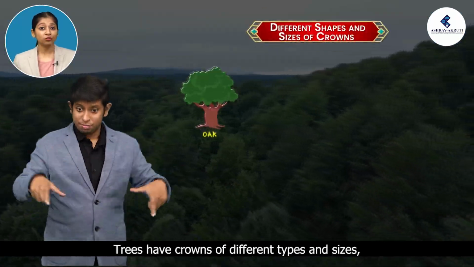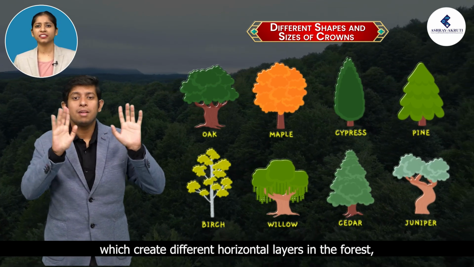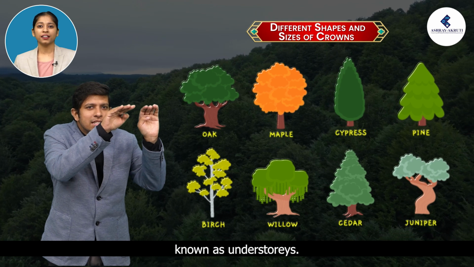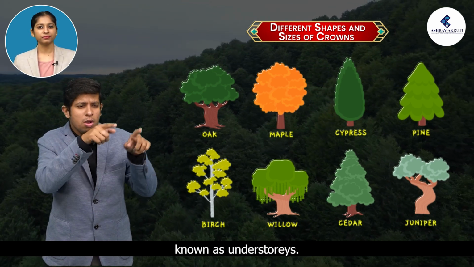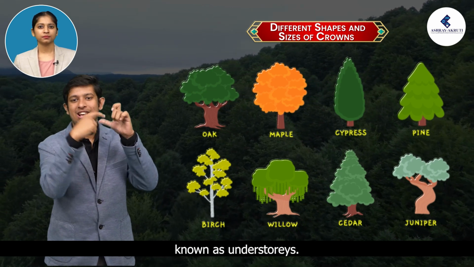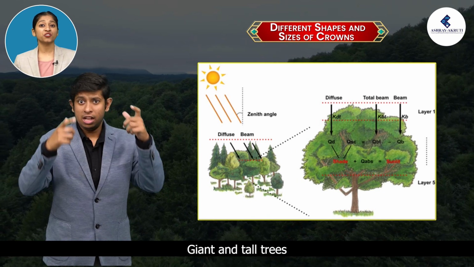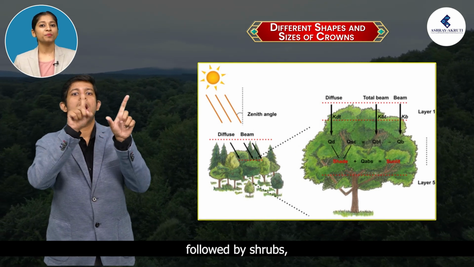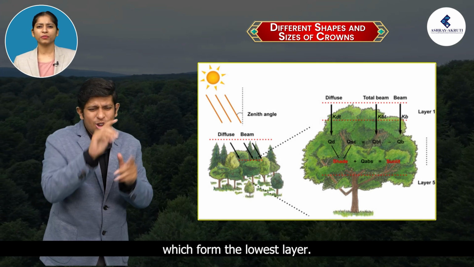Trees have crowns of different types and sizes, which create different horizontal layers in the forest, known as understories. Giant and tall trees constitute the top layers, followed by shrubs, tall grasses and herbs, which form the lowest layer.